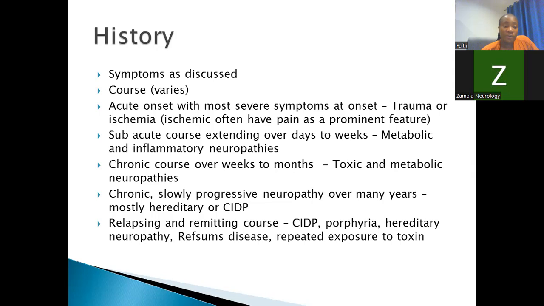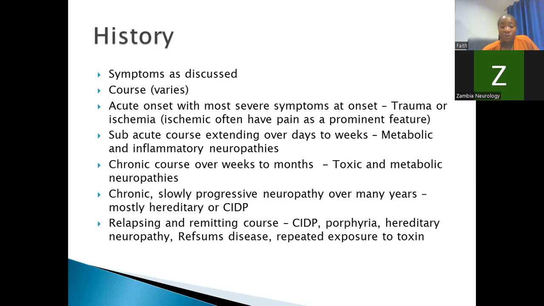So in the case of acute onset, with the peak of symptoms being at the onset, you think of things such as trauma or ischemia. And often when it's ischemia, there's pain as a prominent feature. In cases of a subacute course, which extends over days to weeks, you'd want to think of something more metabolic or inflammatory. And in the case of a chronic course that happens over weeks to months, you'd want to think more of a toxic or metabolic neuropathy.